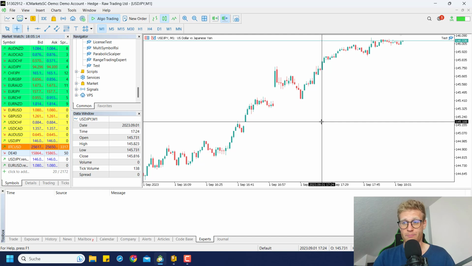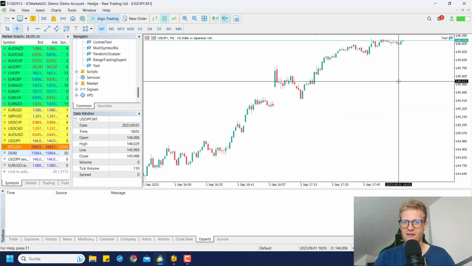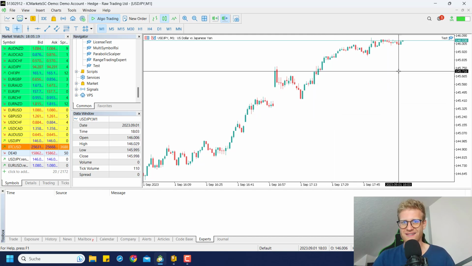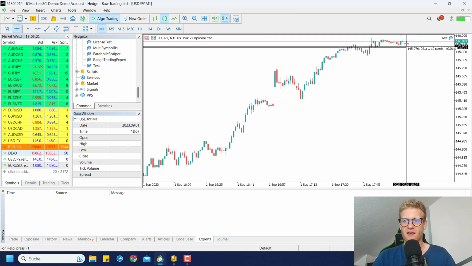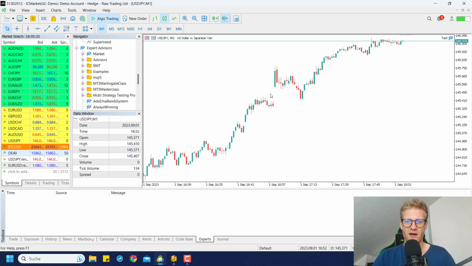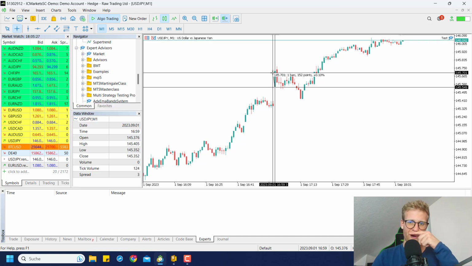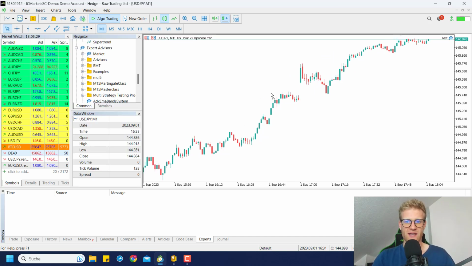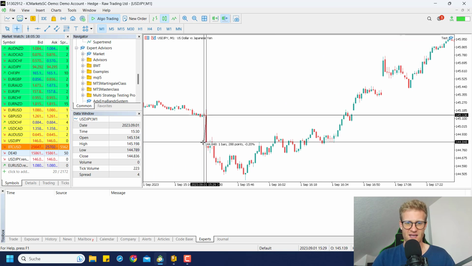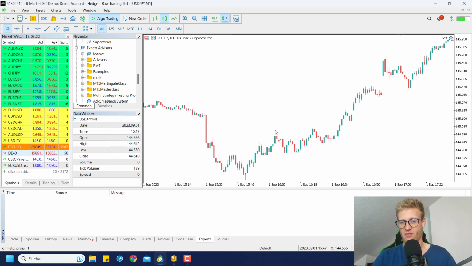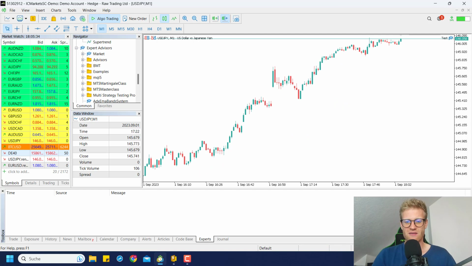And this bar could have a size of 1 tick, it could have a size of 10 ticks or points, it could have a size of, like we see it here, 150 points. It could have an even bigger size, like 200 or even 300 points. And this is the main difference when you compare normal charts to Renko charts.